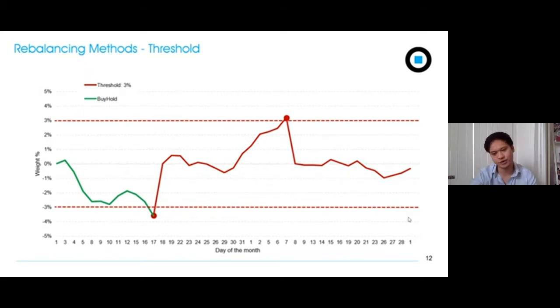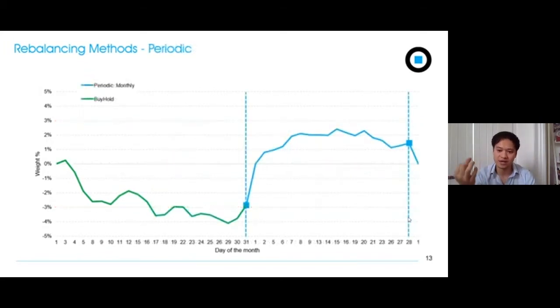So if that's threshold rebalancing, we're going to compare that to periodic rebalancing, which is the blue line here, and this is simply rebalancing based on the calendar. So you let weights drift until the end of the month, and that's on day 31 here. There's the first blue dot is when you trade back to the target weight. You let it drift again until the end of the second month, and that's when there's another rebalance triggered at that second blue dot.